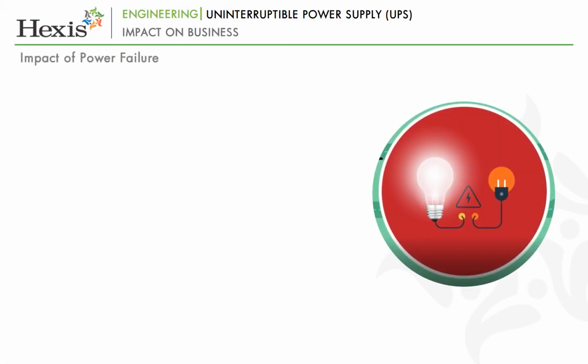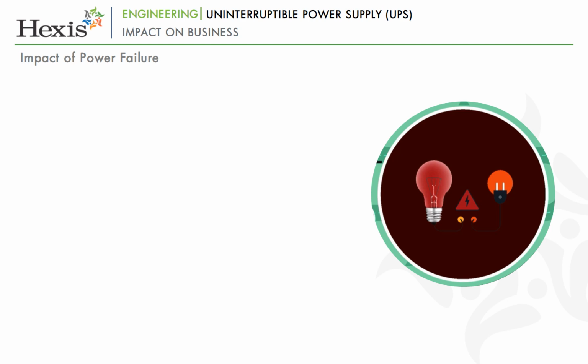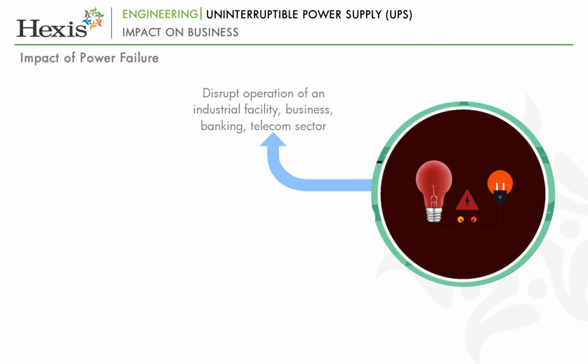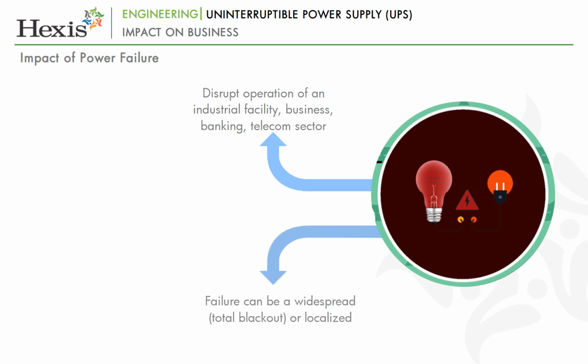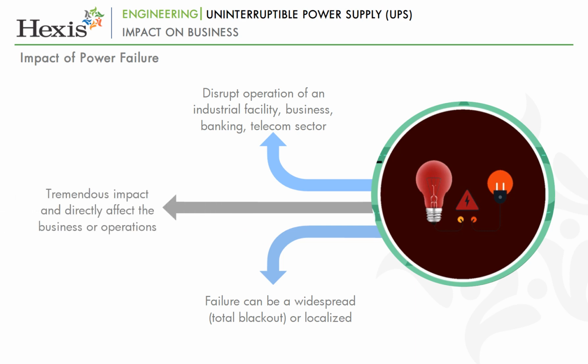Now let us understand why is it important to have continuity in power supply. How a power failure can impact the businesses. The power failure can throw the entire operation of an industrial facility, business, banking, telecom sector, etc. into jeopardy. Failure can be widespread, that is, total blackout of a region, or localized or confined to just one particular facility. In either of the situations, the impact can be tremendous and directly affect the business or operations.